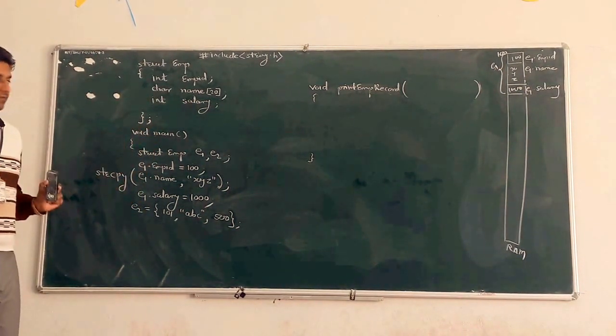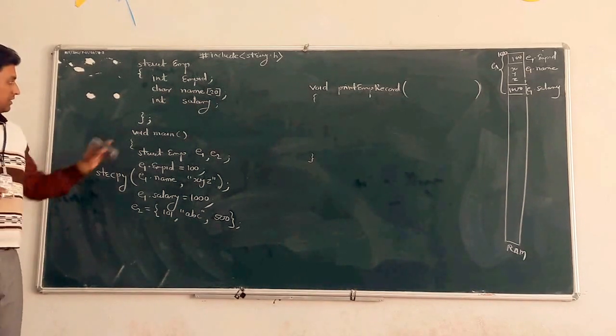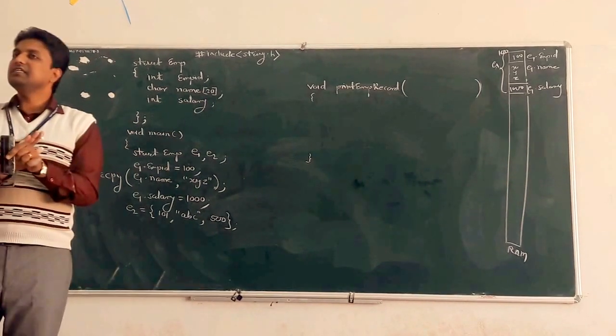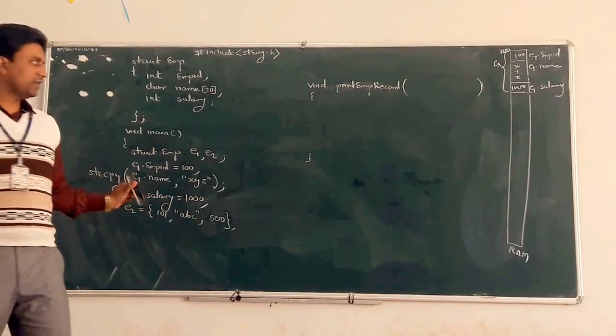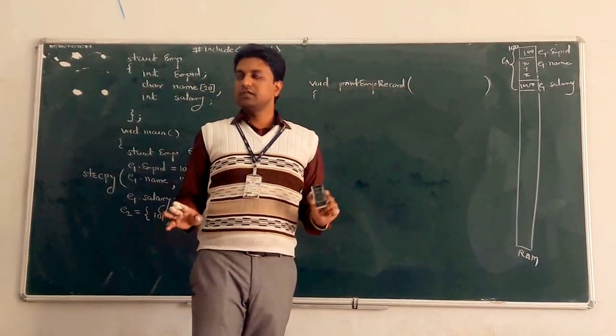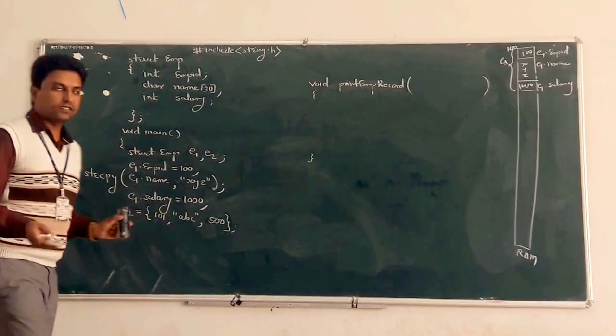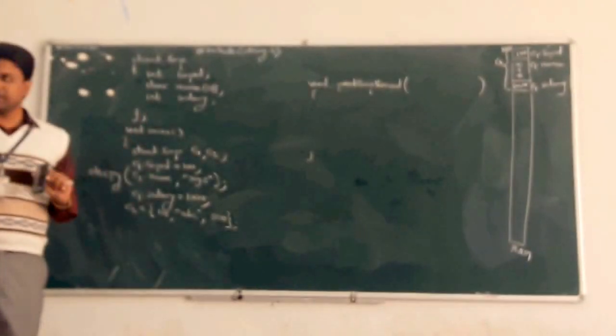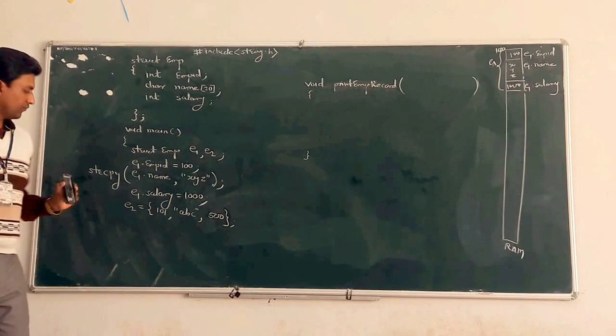So now what is our aim? The main function does not print the data. Printing is done by the function print employee record. Now we have to pass the values to print employee record. So there are two ways. What are the two ways?